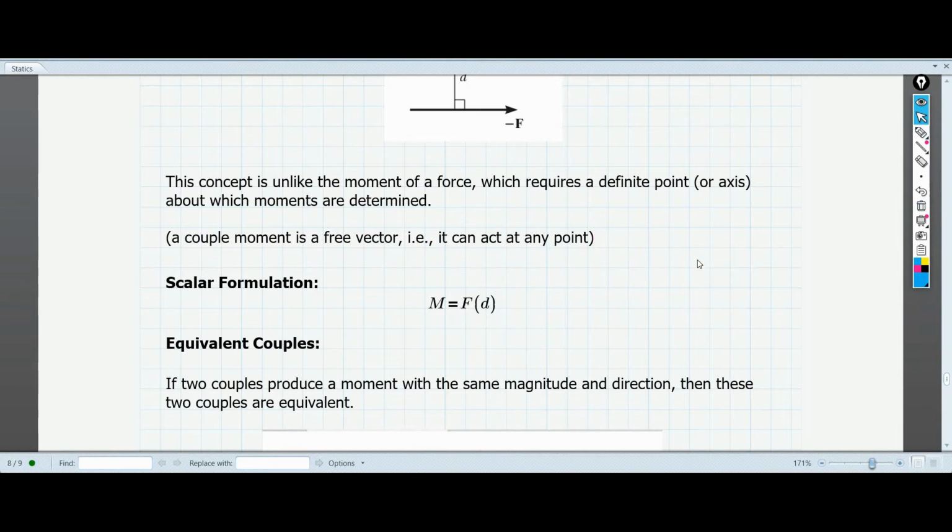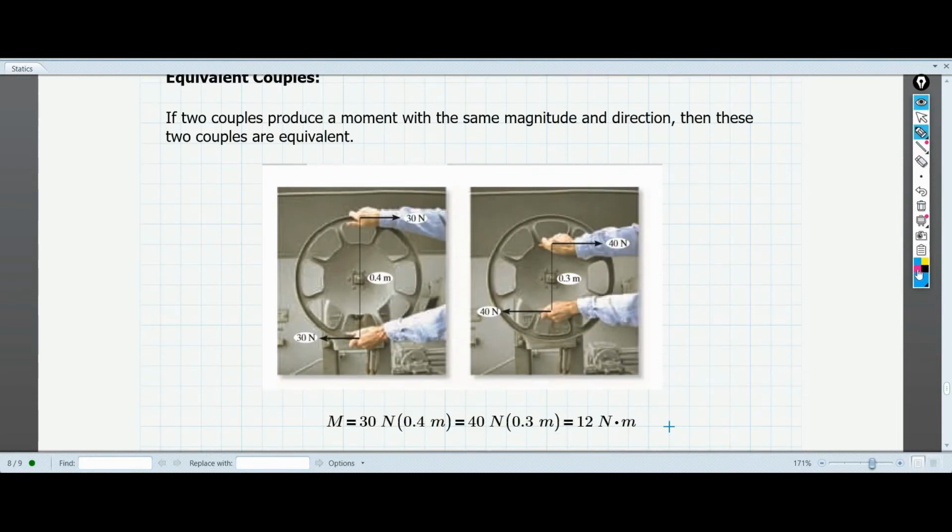Next, we have the equivalent couples. So, pag equivalent couples naman, ibig sabihin lang yan, yung couple na yon will produce moment with the same magnitude and direction. So, take natin tong example na nandito sa picture. Itong unang picture, ang magnitude ay 30 newtons. Same din dito sa baba, 30 din yan. Tapos, ang distance between them na nagsiseparate sa kanila ay 0.4 meter. Sa kabila naman, yung magnitude ay 40 newtons. Tapos, ganun din sa kabila, sa opposite direction niya. Tapos, ang nagsiseparate sa kanila na distance ay 0.3.